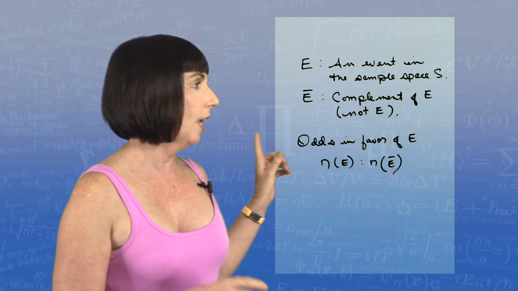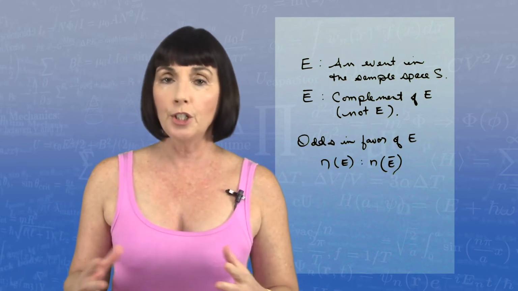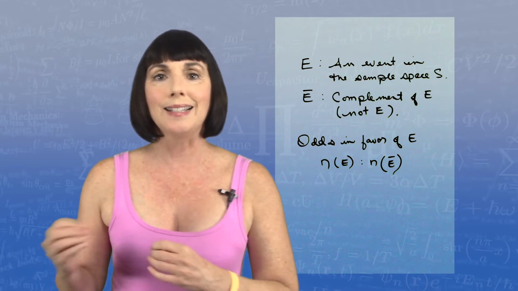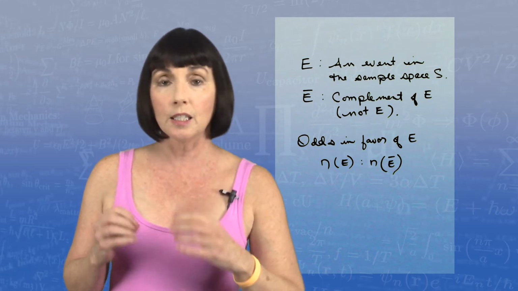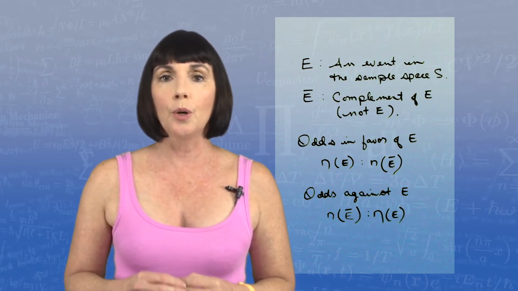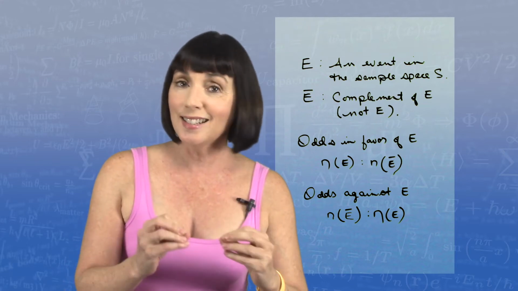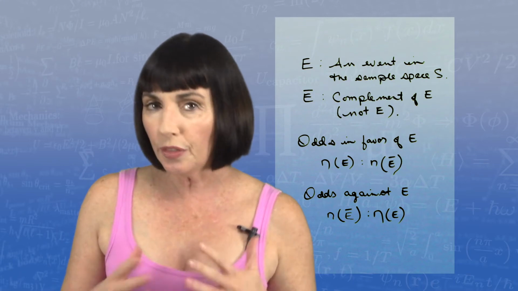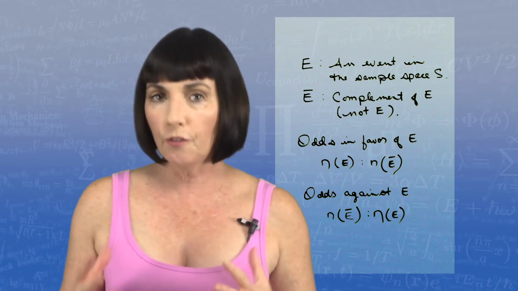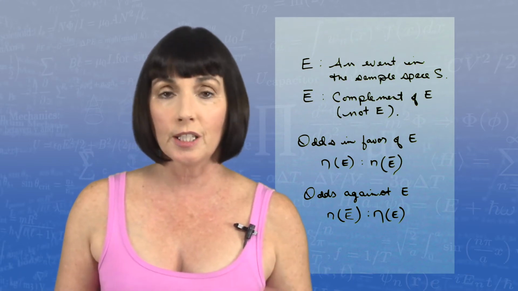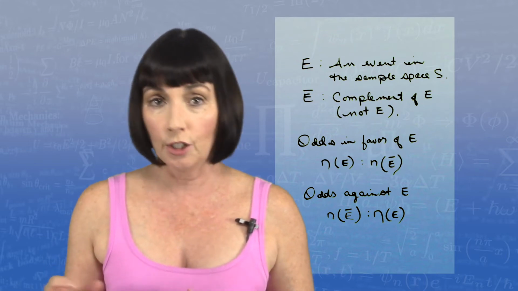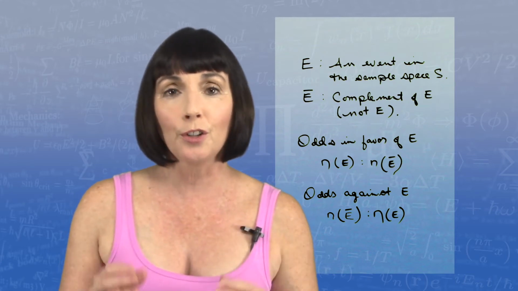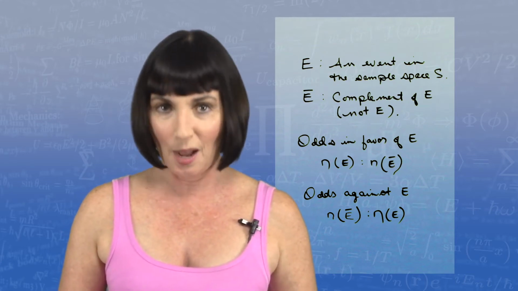So the odds in favor of my event E is the ratio of the number of ways E can occur to the number of ways E doesn't occur. And the odds against my event E is the ratio of the number of ways E doesn't occur to the number of ways E does occur. So you can think of it like this. The odds in favor compares the occurrence of your event to the non-occurrence of your event, whereas the probability compares the occurrence to the total number of possible outcomes.